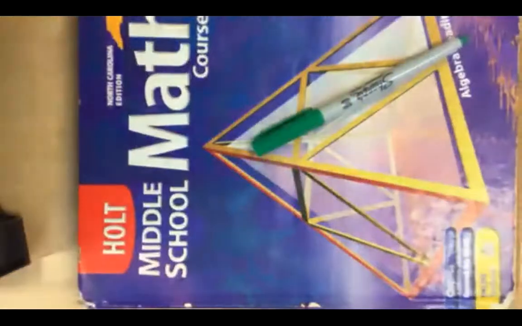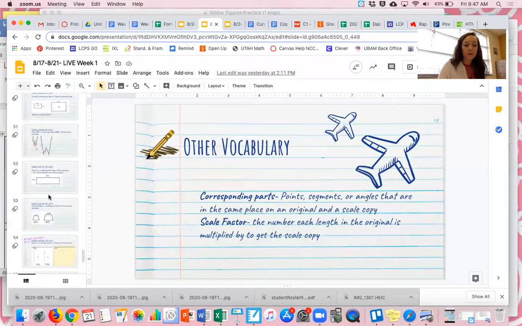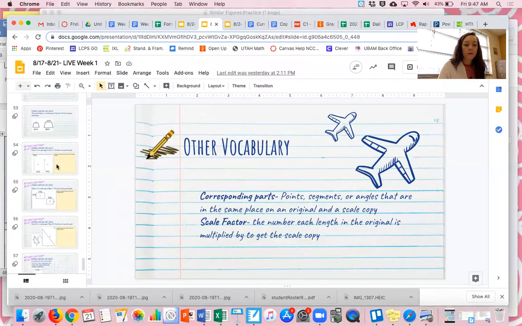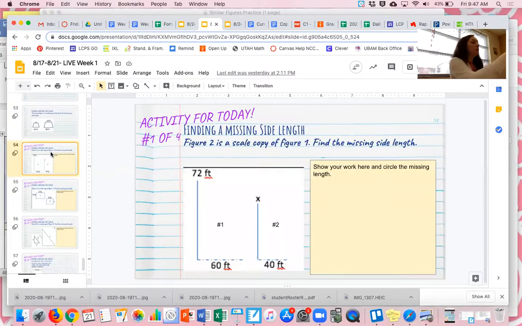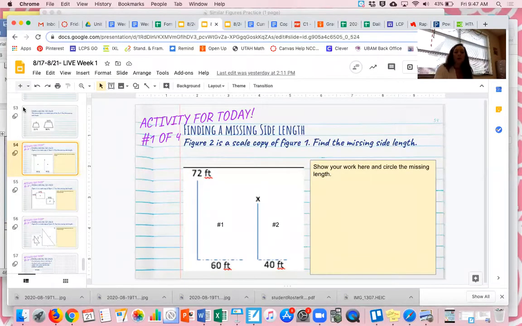Now, I want to show you what you're going to do today. For today, you're going to find a missing value. And I want you on these boxes to show me your original, your copy, and show me how you're using those corresponding parts and scale factors to figure them out.